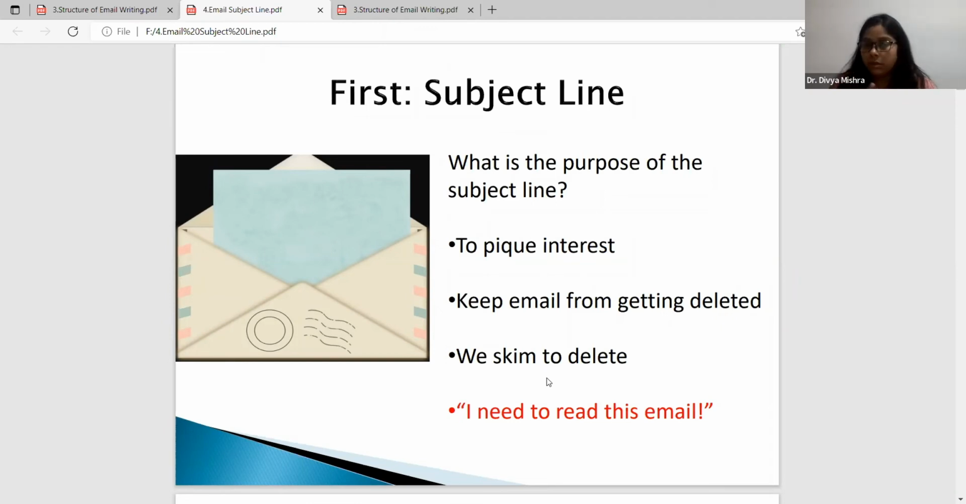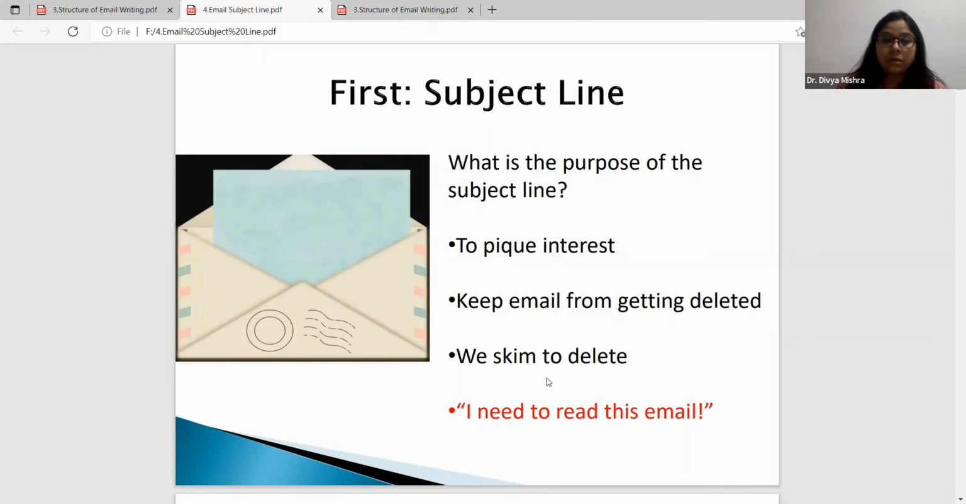So you can see this something which is written in inverted commas: I need to read this email. Whenever you write any subject line, the receiver should have this kind of feeling, that I need to read this email. So that kind of urgency, that kind of importance you should add to the subject line.